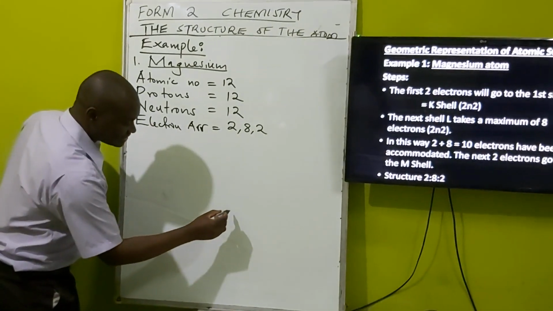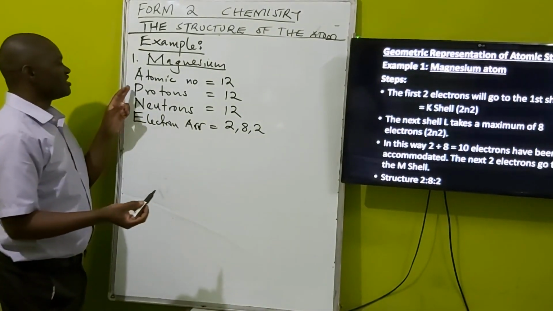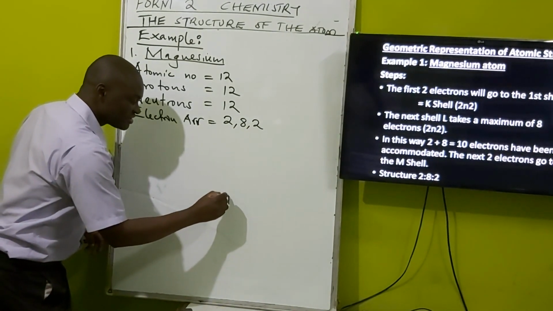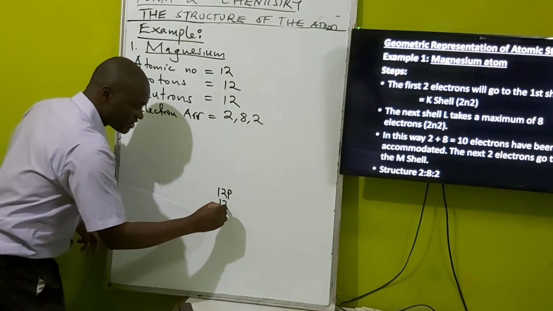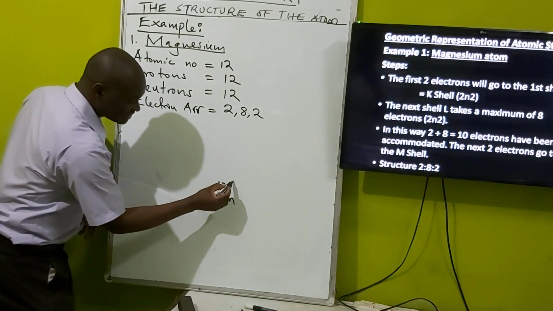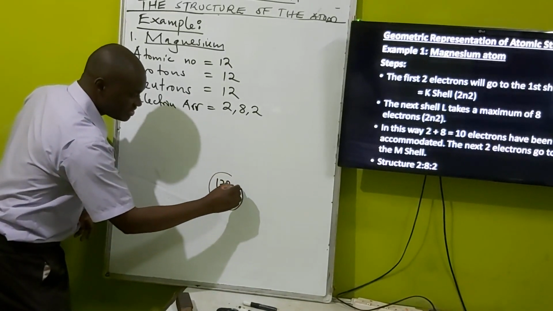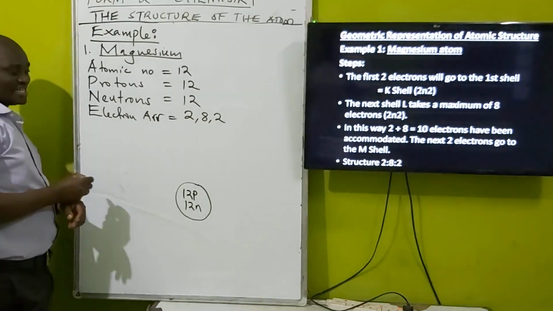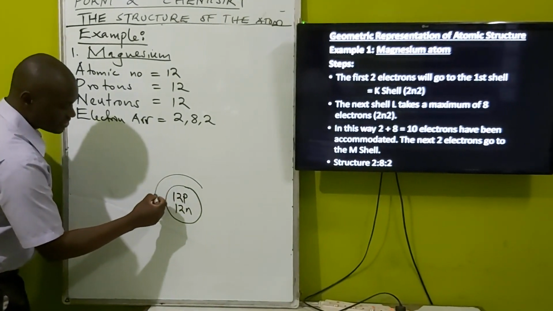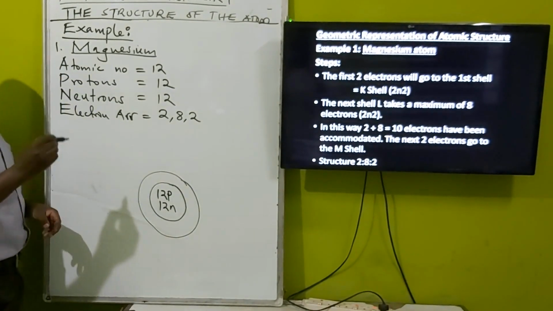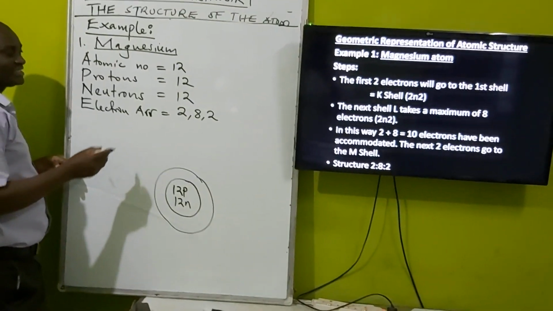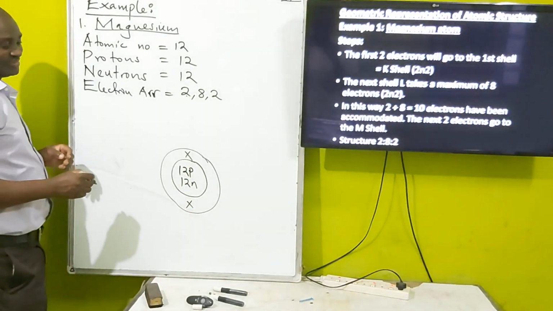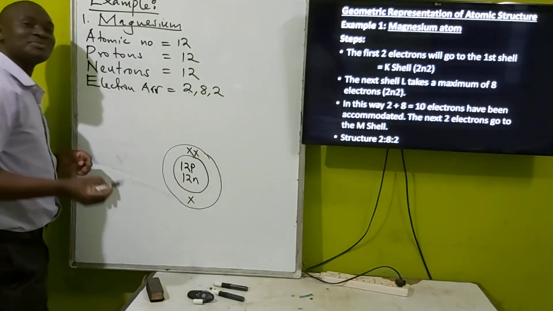We will have the nucleus, and in the nucleus we have protons and neutrons. So in the nucleus we have 12 protons and 12 neutrons. So that is our nucleus. Then we'll have the first energy level. The first energy level has 2 electrons. So we can put our electrons there, or you can even put them together like that.